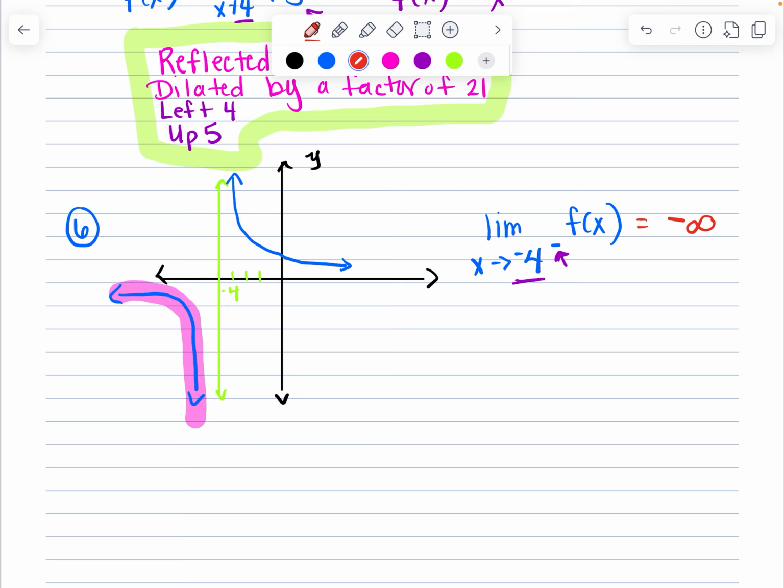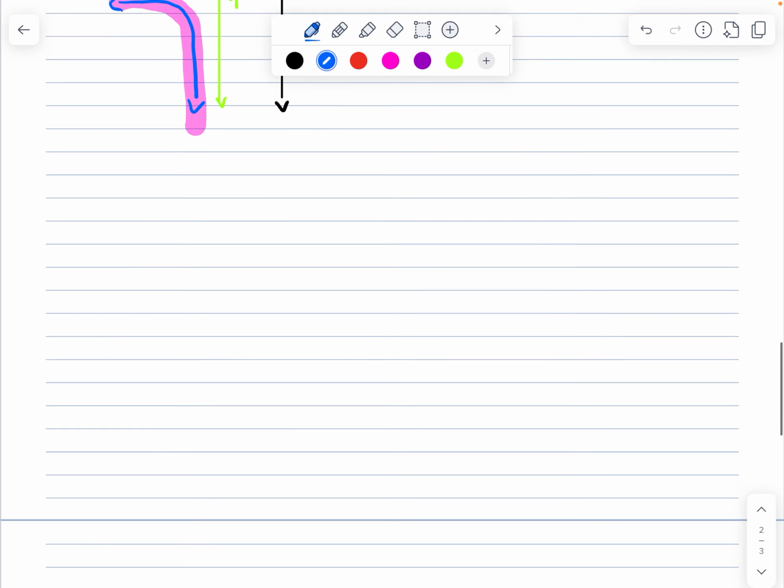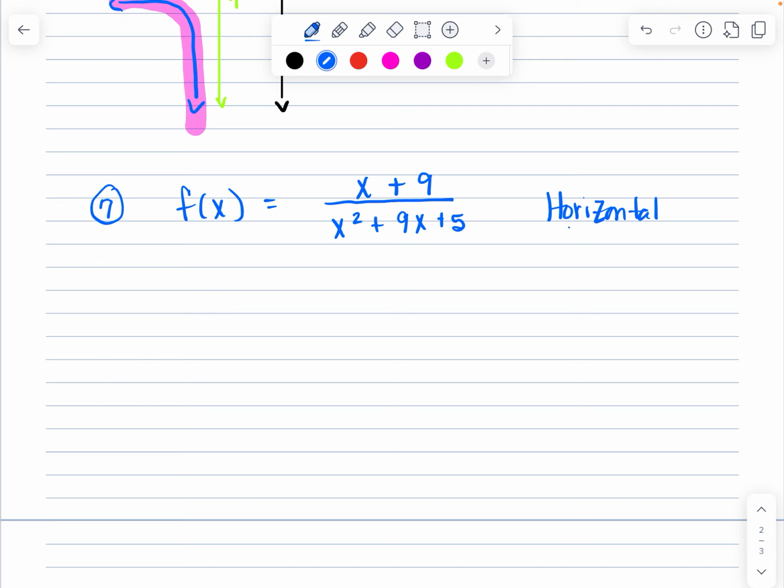Number 7. For the given function, we have to find the horizontal asymptotes. This is the one where I hope that you wrote down your notes. There were 3 scenarios for horizontal asymptotes. Again, it's Sunday, and it's like 7 o'clock at night. X squared plus 9x plus 5. It's asking, what are the horizontal asymptotes?